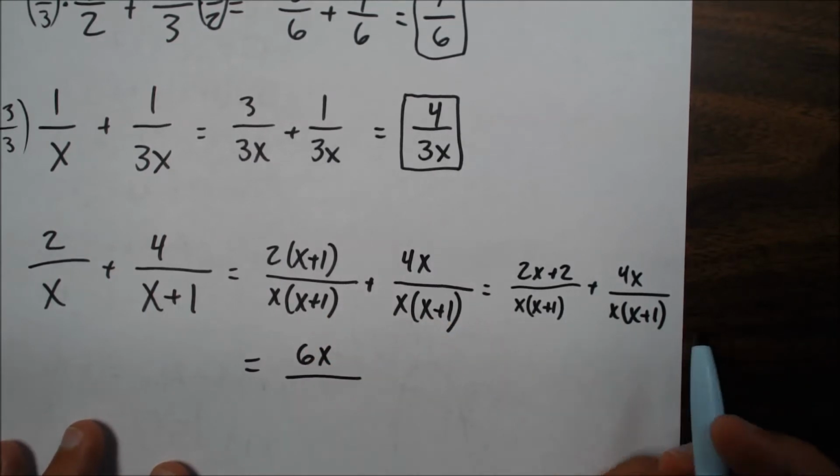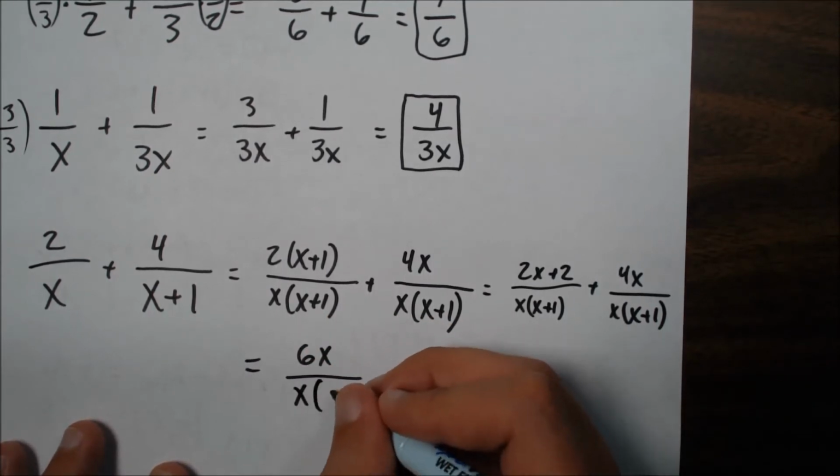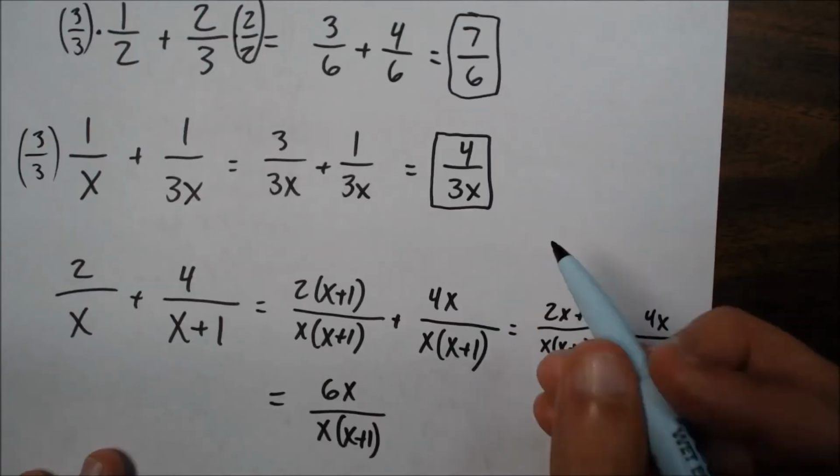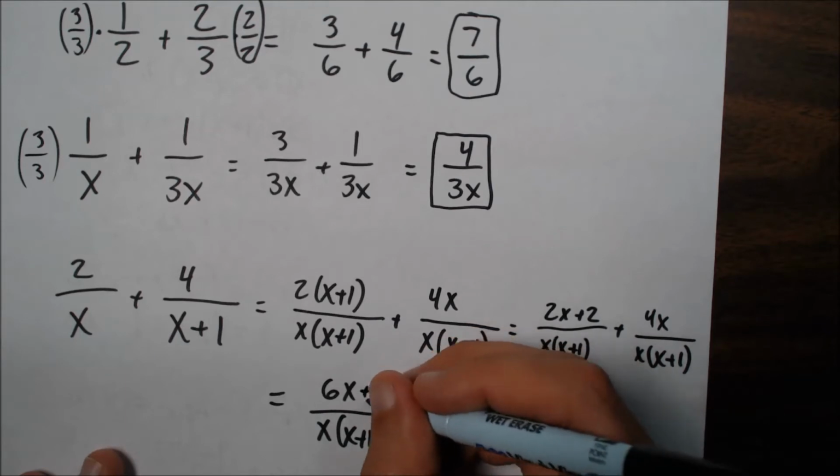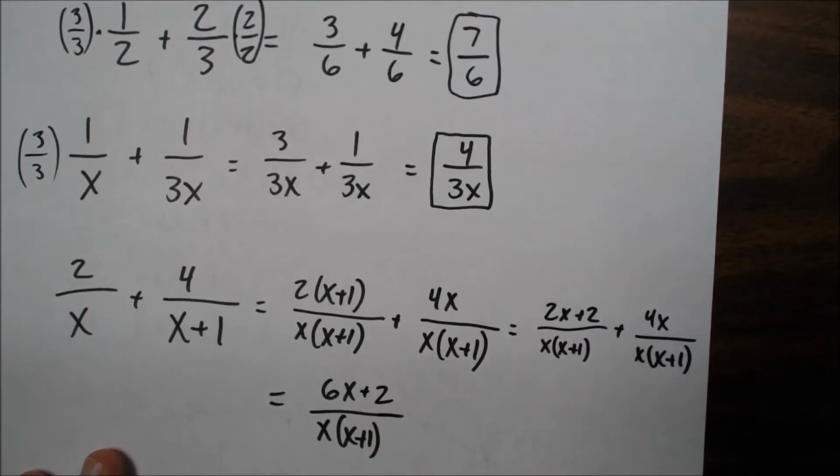And on the bottom, you simply have x times x plus 1. Oh, sorry, we're not done. 4x and 2x make 6x plus 2. Don't forget the 2 here. 2x plus 4x is 6x. And then bring down the 2.